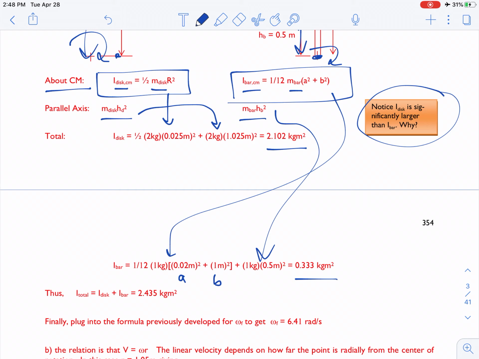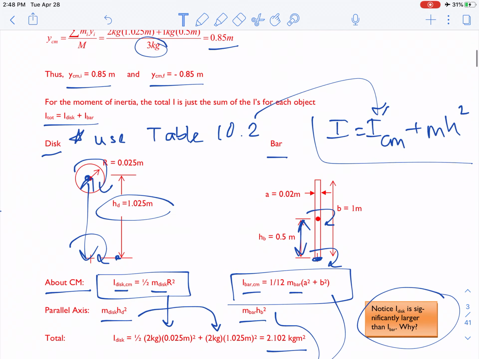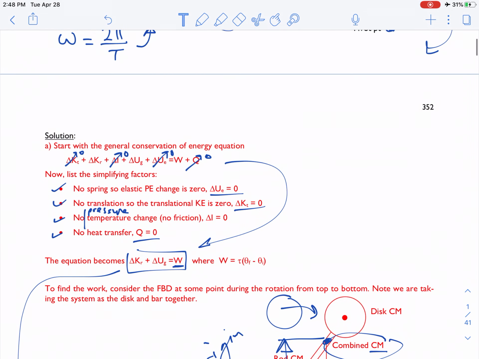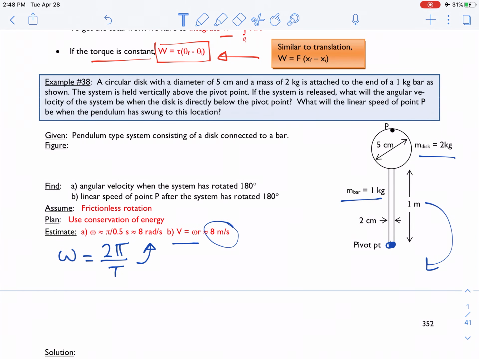I think the easier way to answer this is, first of all, the disk has 2 kilograms and the bar has 1 kilogram. And for the disk, considering the rotation axis, the rotation point, which is all the way down, right? I'm going to go back to the original problem. You see the pivot point.